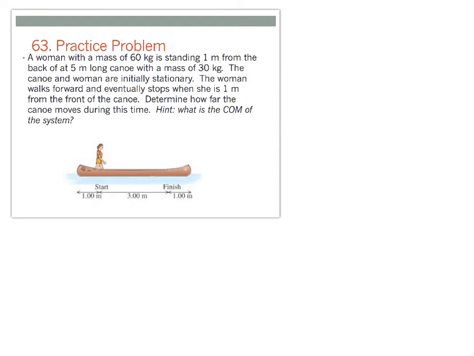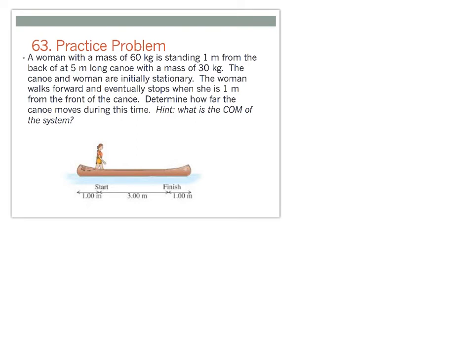So let's take a look at a problem where using center of mass is going to be advantageous over using conservation of momentum. So we have a woman here standing in a canoe 1 meter from the back, and what's going to happen is the woman's going to walk from the back of the canoe to the front of the canoe so that she's 1 meter from the front. And we want to know how far the canoe moves during this time.